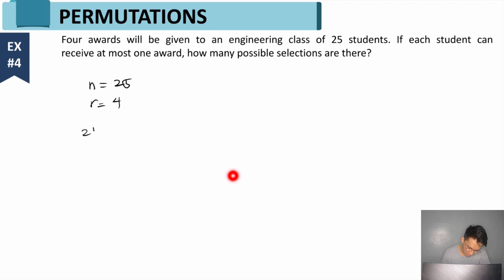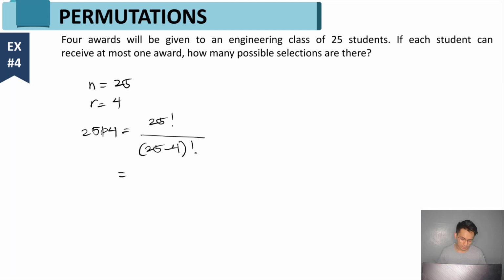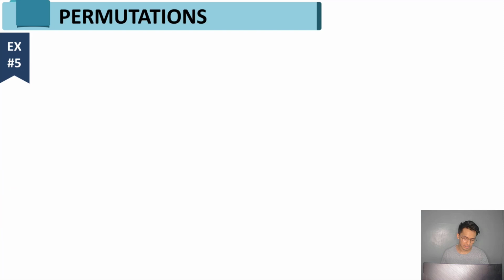This is 25P4 or 25 factorial over 25 minus 4 factorial. So, ganyan lang gagawin natin for permutation of subsets. And by calculating, 303,600 ways or selections.